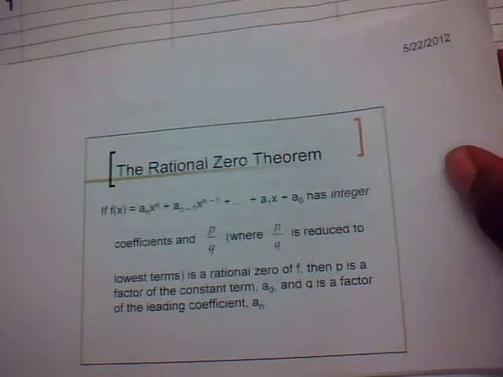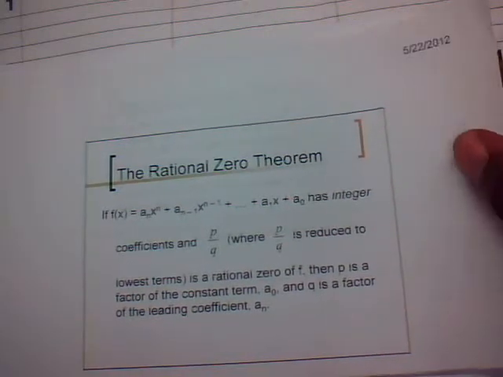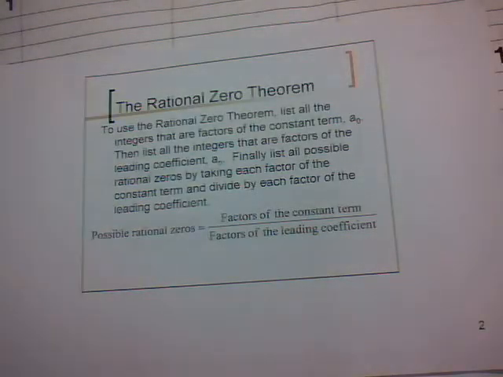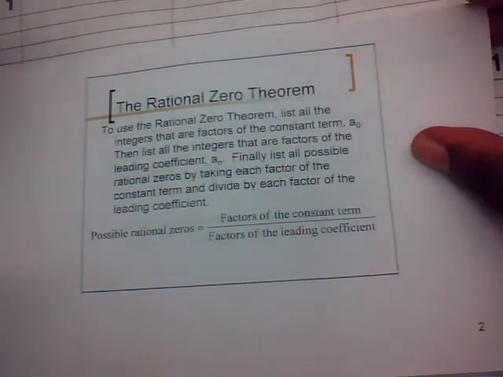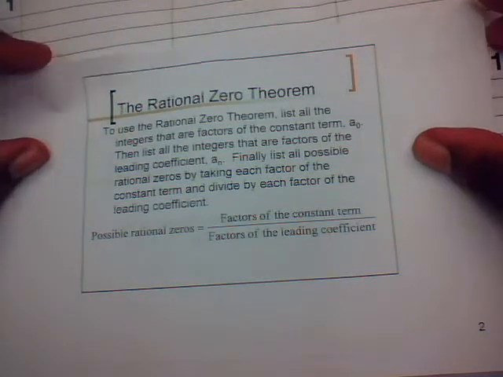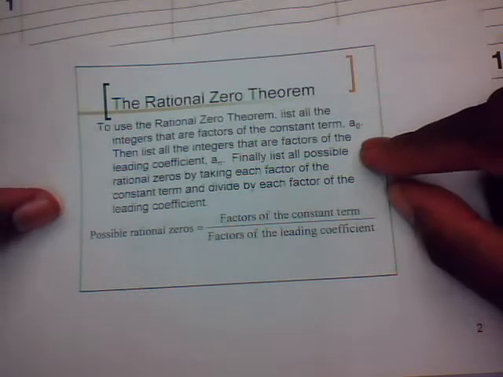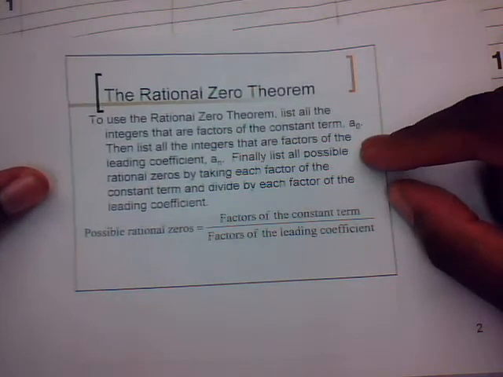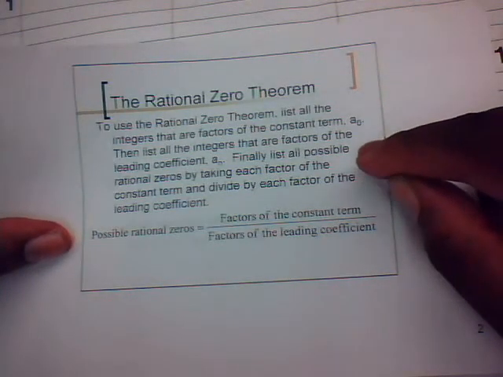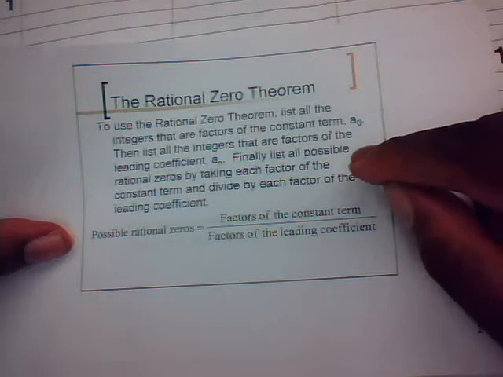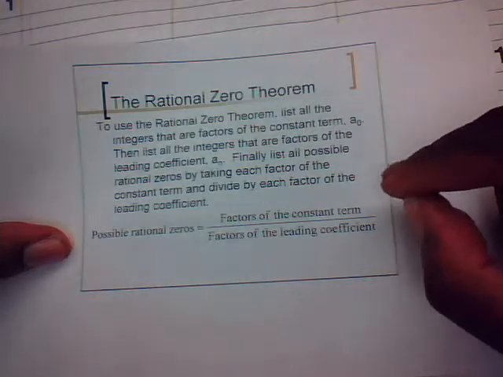Now we're going to apply this theorem to find out what our possible rational zeros are. To use the rational zero theorem, you're going to list all the integers that are factors of the constant term, which is your a sub 0. And then you're going to list all the integers that are factors of the leading coefficient, which is a sub n. And then finally, you'll list all the possible rational zeros by taking each factor of the constant term and dividing by each factor of the leading coefficient.